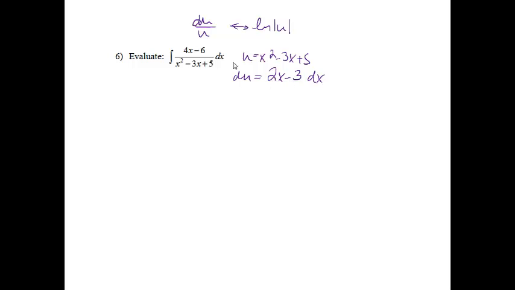And I do notice that I have 4x minus 6. This is too big. I needed to say 2x minus 3. So I do notice that if I multiplied this by 1/2, it would say 2x minus 3. So if I'm going to multiply by 1/2 on the inside, I need to multiply by 2 on the outside. So on the inside now, the 1/2 4x minus 6 dx turns into du. The denominator is u. So now I have it exactly where I want it. The integral of du over u is just natural log of u, which is x squared minus 3x plus 5, and then plus c.